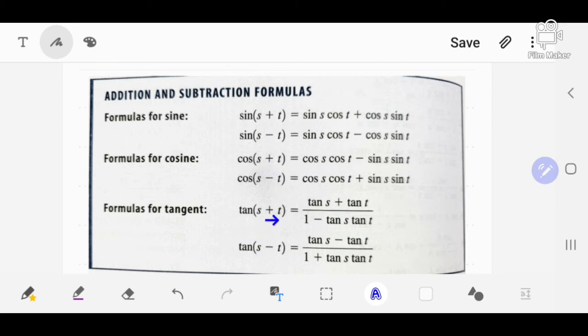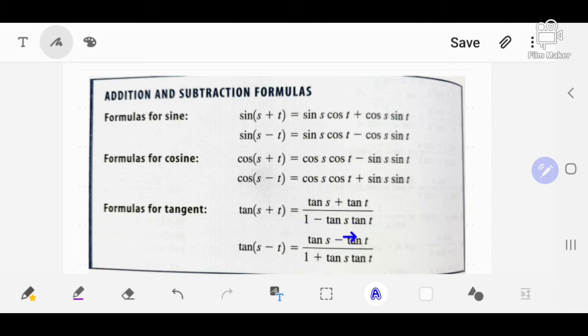Now for the tan, it's almost the same. You will have tan plus tan, and the sign on the numerator will be the same, and in the denominator it will be 1 minus or 1 plus, and that will be opposite all the time. So if you have plus, that will be minus. If you have minus, that will be plus. So on the top you will have addition, on the bottom you'll have 1 minus or 1 plus the multiplication.